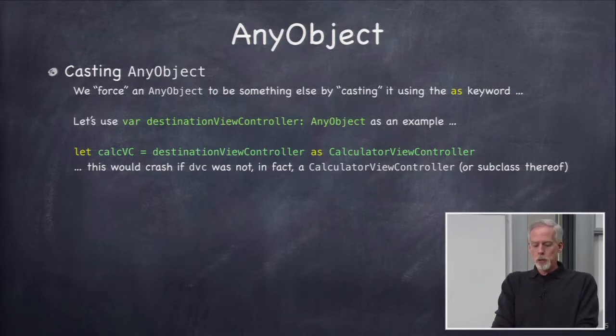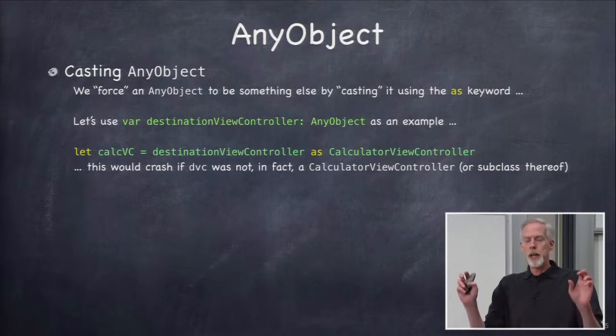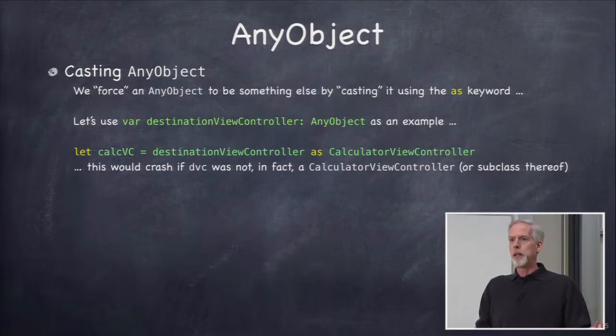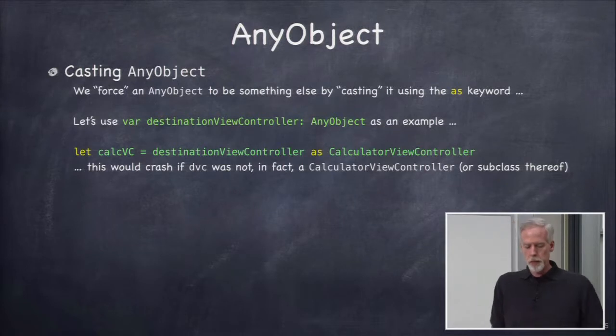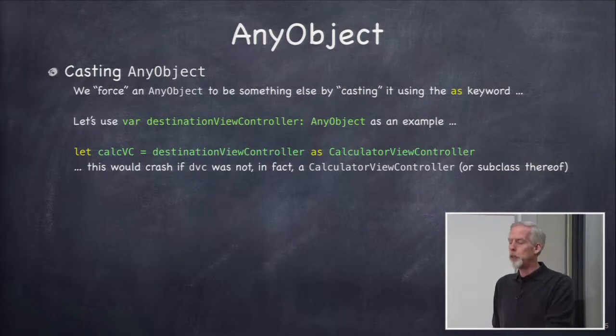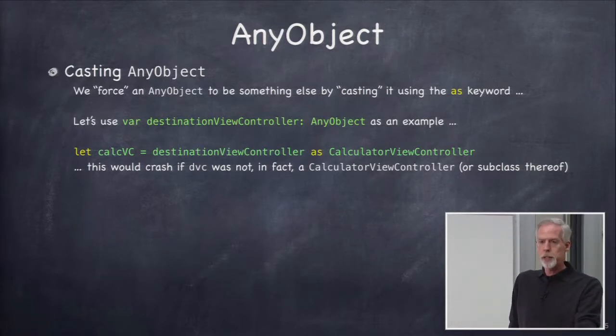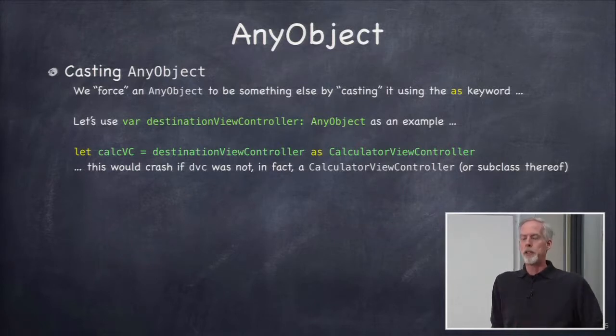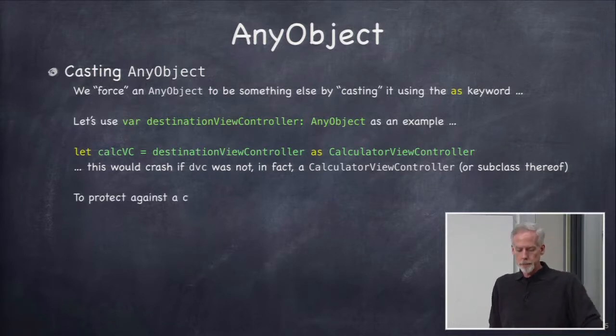So I want to talk to this destination view controller, which is any object, and I know that it's a calculator view controller. And if it's not a calculator view controller, my program should probably crash because in the context I'm using it, I want it to be that, okay? So I can just say let calc vc equals destination view controller as calculator view controller, and now calc vc, this new constant, its type is not any object, its type is calculator view controller. And so now I've gotten hold of that any object in a way I can actually do things with it, and I can send calculator view controller messages to calc vc.